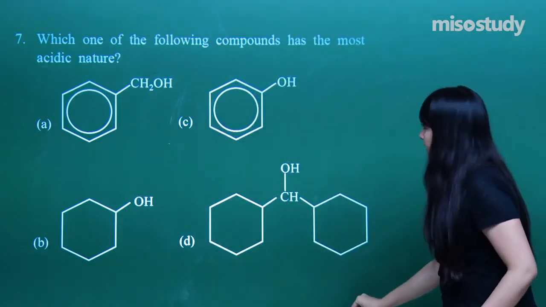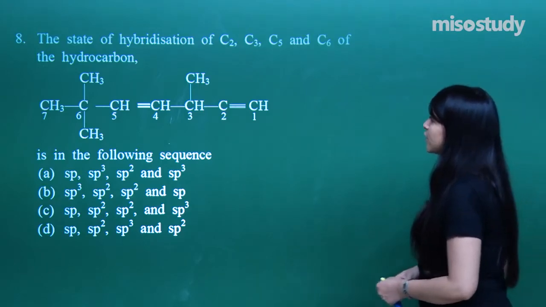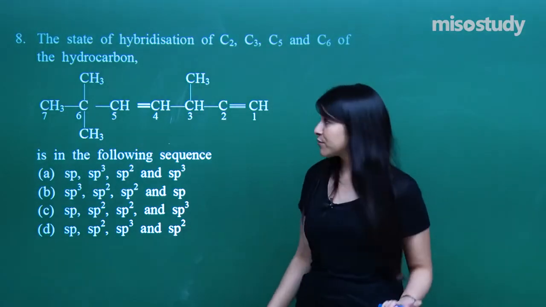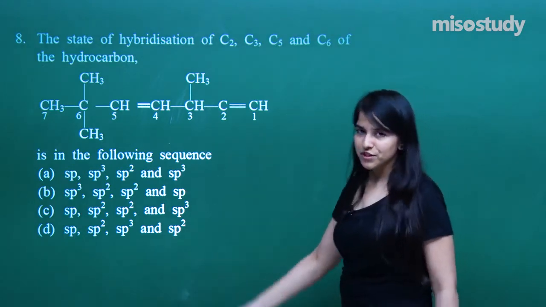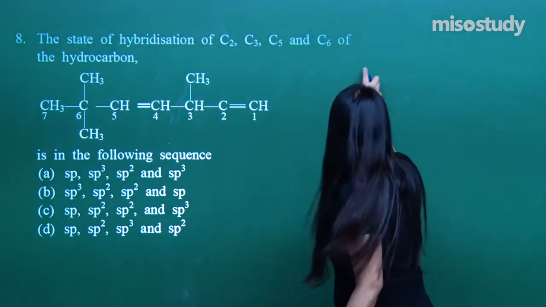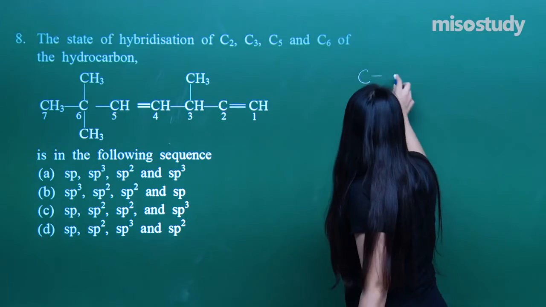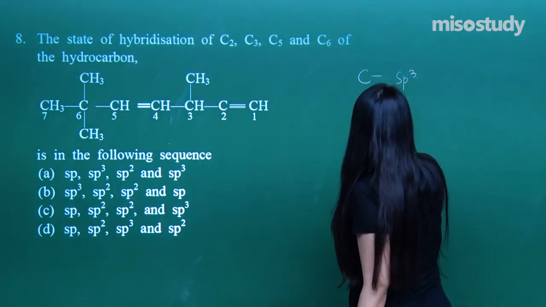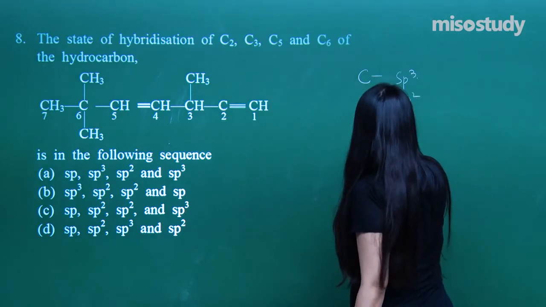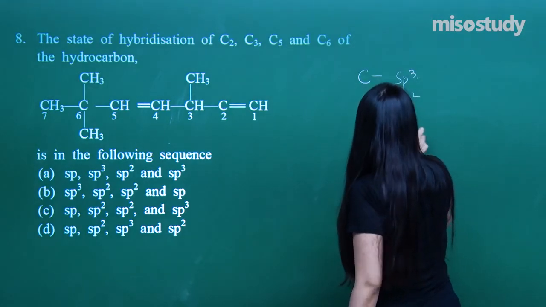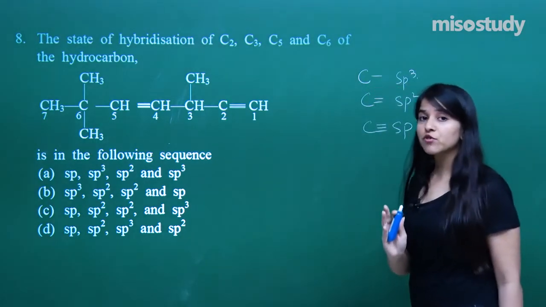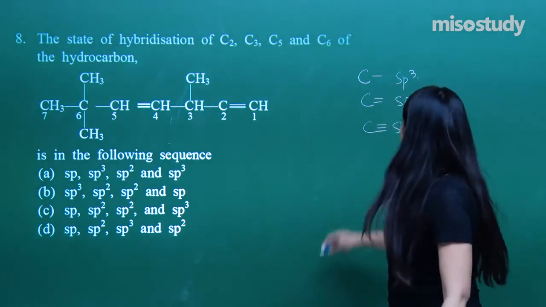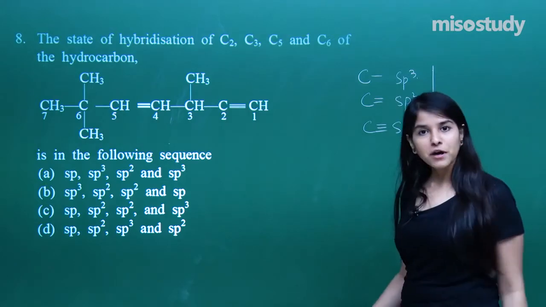So the next question says, now a pretty easy question, you need to just find out the hybridization of these very carbons involved. So we all know a carbon which is singly bonded is sp3, doubly bonded is sp2, triply bonded is sp. In most of the cases I am talking about, not all. So there are always exceptions. So this is what we need to have.